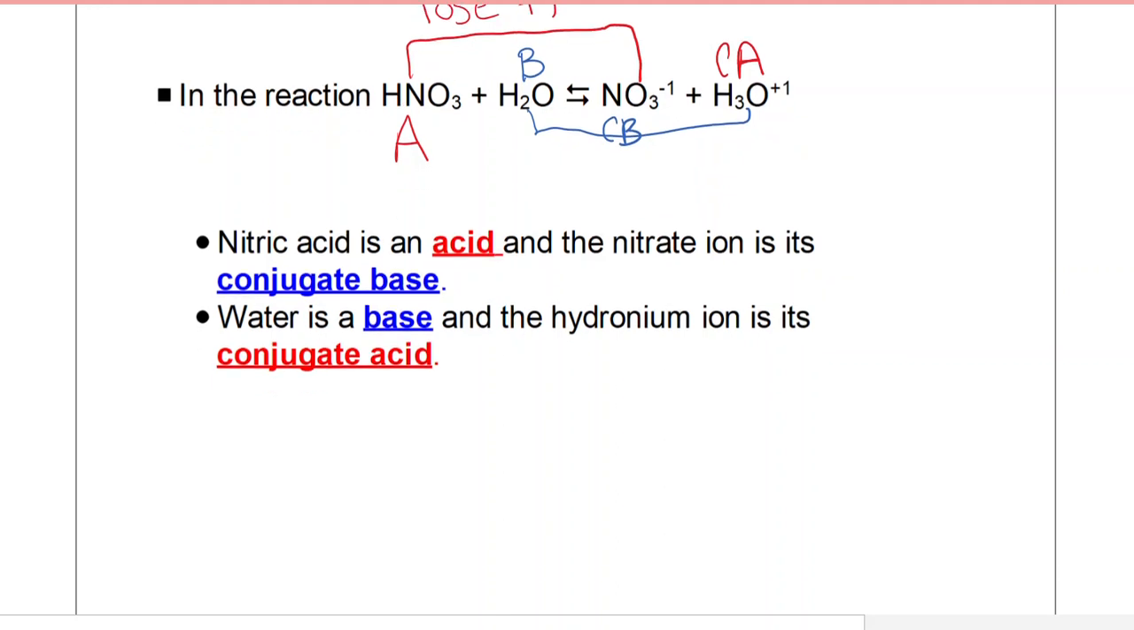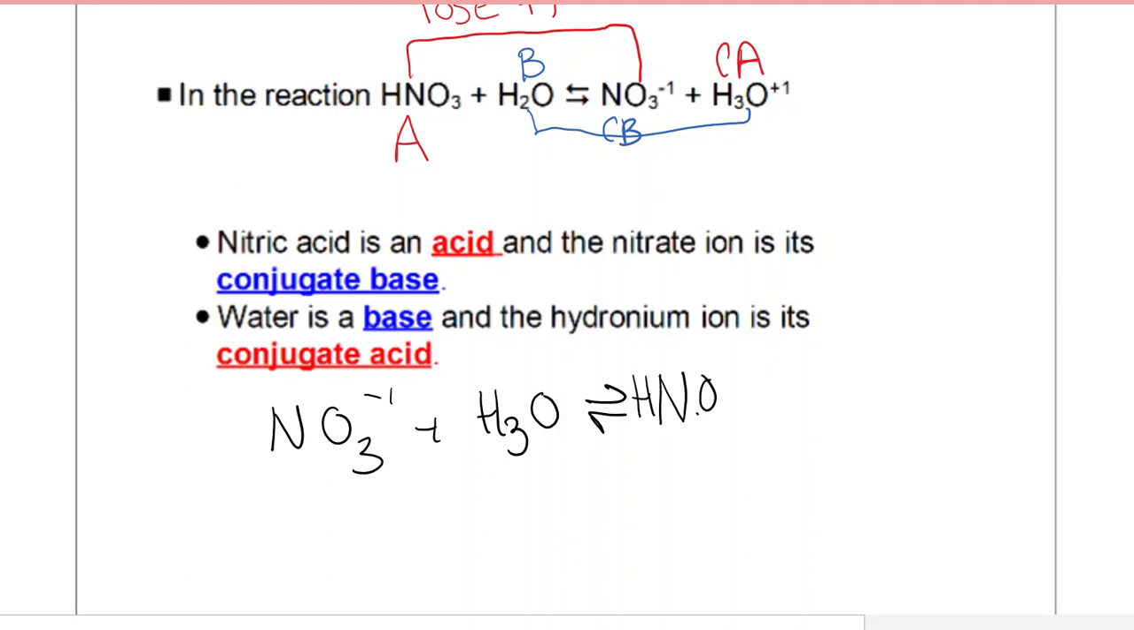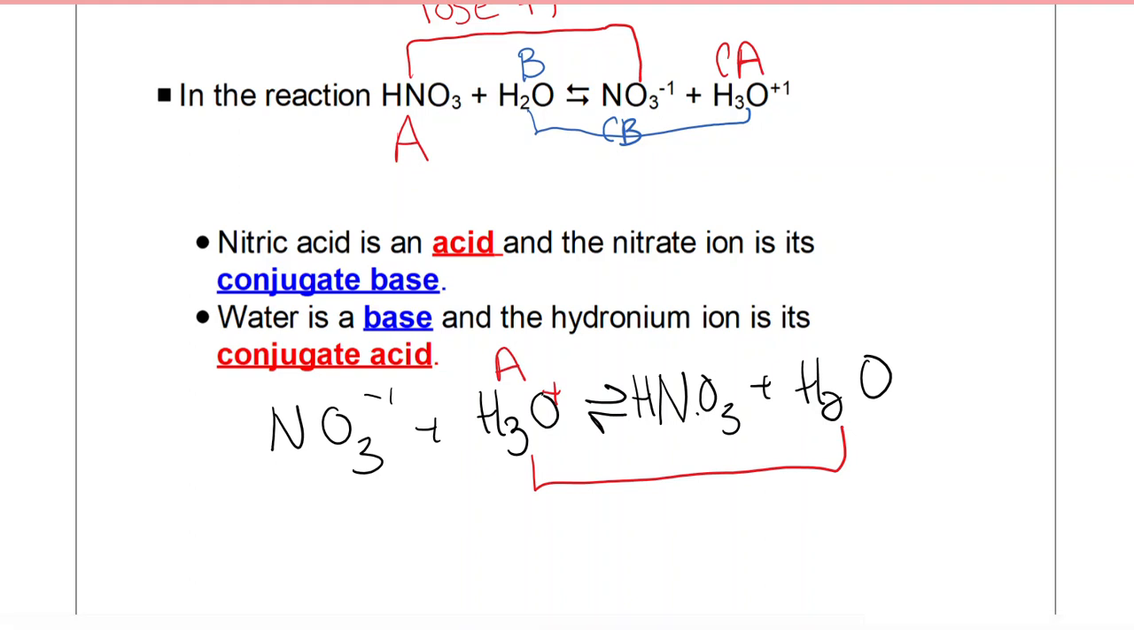So one of the things that I like to do here is look at the reaction in reverse. So we have those reversible arrows. So we can write the reverse reaction: HNO3 plus H2O. So we can go through and identify these again. So hydronium with water, oops, I forgot that plus, that's going to be my acid. Nitrate to nitric acid, that's going to be my base because it's gaining a hydrogen. Water is then going to be my conjugate base, and nitric acid is going to be my conjugate acid.